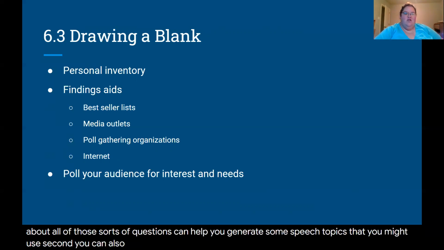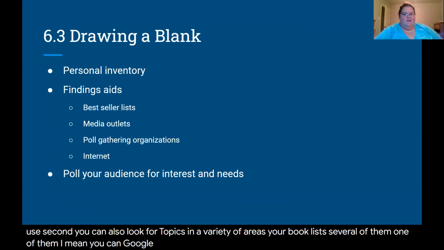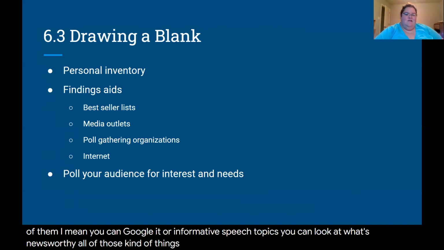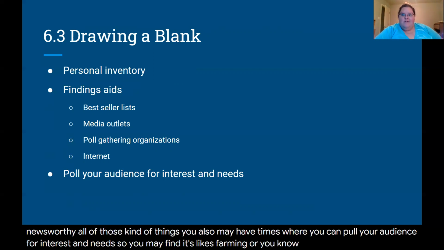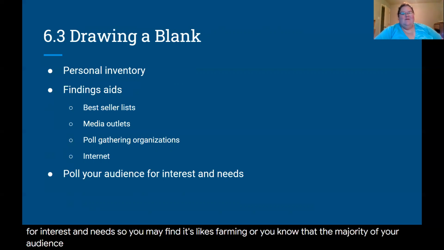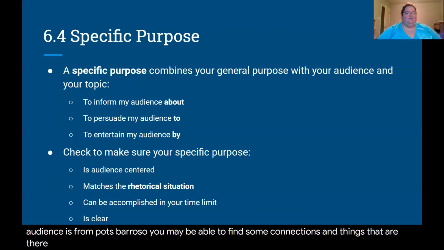Second, you can also look for topics in a variety of areas. Your book lists several of them. One of them, you can Google informative speech topics. You can look at what's newsworthy, all of those kinds of things. You also may have times where you can poll your audience for interest and needs. You may find that the majority of your audience likes farming, or that the majority of your audience is from Pottsboro. So you may be able to find some connections there.